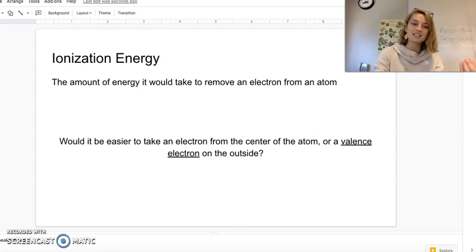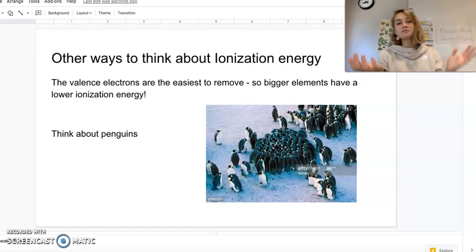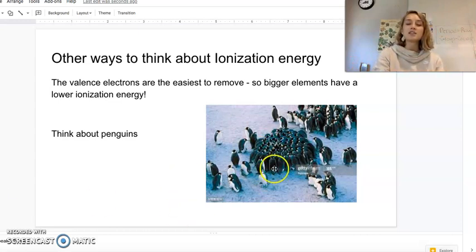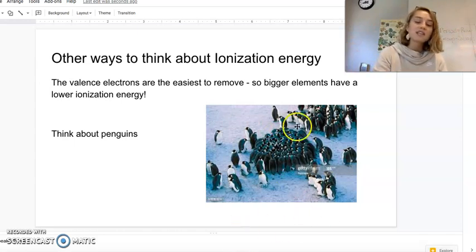So, easy way to kind of remember which electron's going to be easy to pluck off when it comes to ionization energy is penguins. That's what I think of. So, penguins, right, they make this cute little huddle right here. The penguins on the outsides are the ones that get pushed in the water, or the ones that get kind of sent off. So, same thing with electrons. The ones on the outside are the easier ones to give away, to kind of push out. But that's just my little analogy as I think about the penguins.